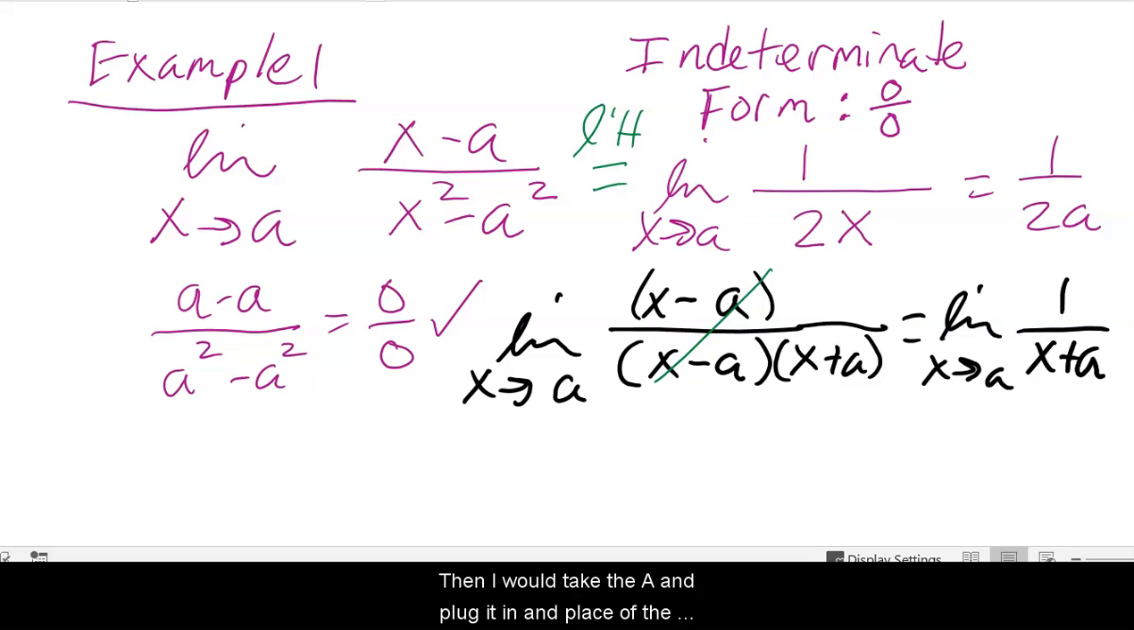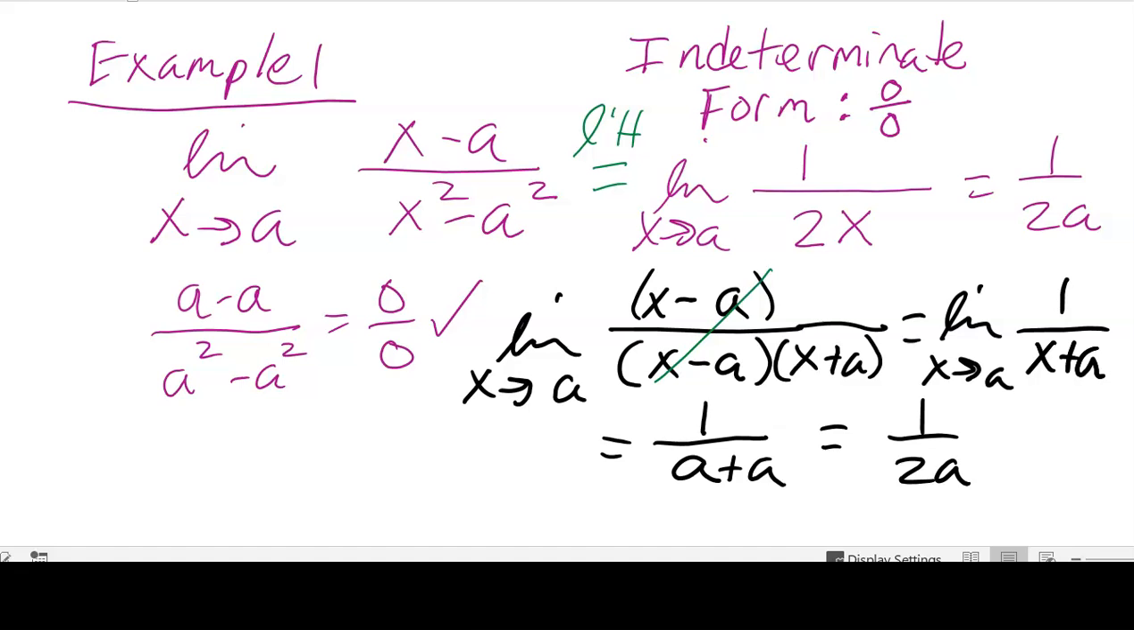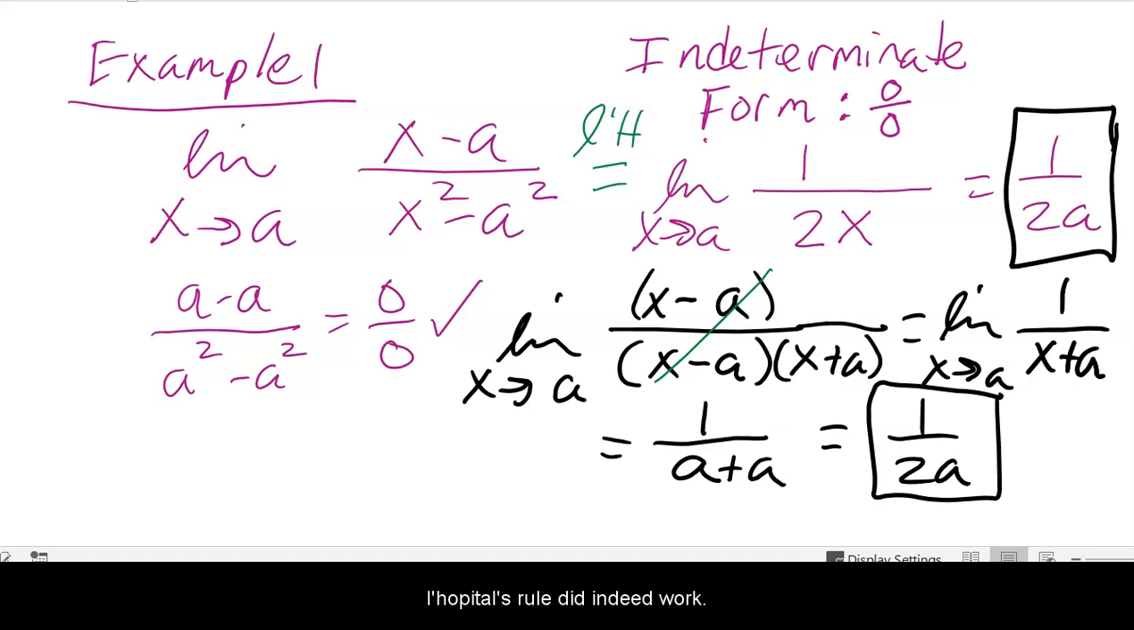Then I would take the a and plug it in place of the variable x again, and this would lead to 1 over a plus a, which is 1 over 2a. These answers are precisely the same, which means that L'Hopital's rule did indeed work. You can see that L'Hopital's rule is a bit shorter and simpler to apply, but it does have the condition that the numerator must be a differentiable function and the denominator must be a differentiable function, close to the value a, which is what the limit is approaching.